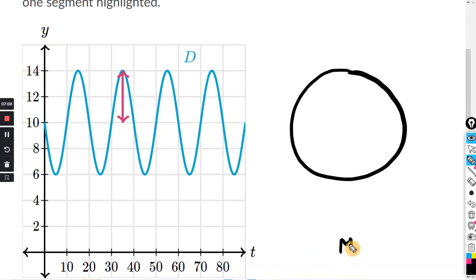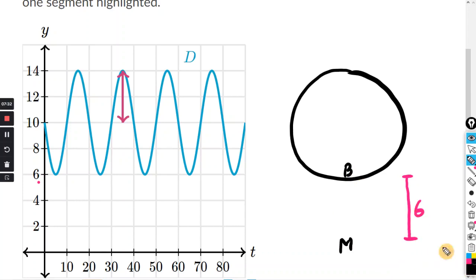Okay, so this is Macy represented with M. The brother is going to be represented with a B. Okay, the minimum distance between the two is 6 meters. I'm assuming that's in meters. So, like from here to here is going to be 6 meters.